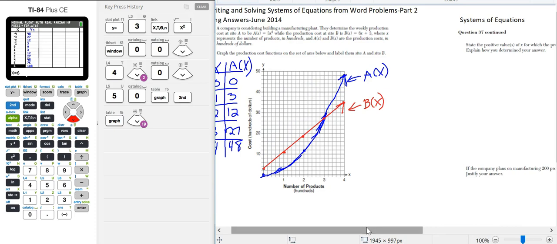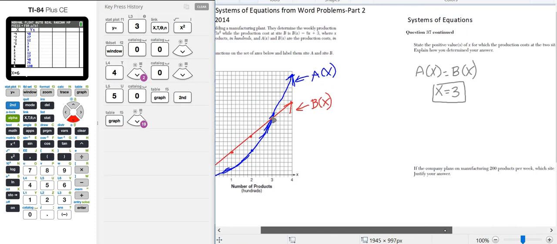So wherever the production costs are equal, that means that a of x is going to be equal to b of x. So wherever a of x is equal to b of x is where the graphs cross, which is over here. And the x point, the number of products, at that point is 3. So at x equals 3, the production costs of the two sites are equal, and you determined your answer by looking at the graph to see where they cross.